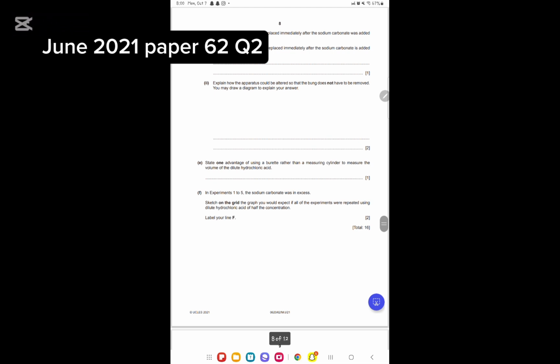That's D I. Now D II. Explain how the apparatus could be altered so that the bung does not have to be removed. You may draw a diagram to explain your answer. Okay, so the point of removing the bung was to add the sodium carbonate so that we would start the reaction. So we need a substitution instead of removing the bung.